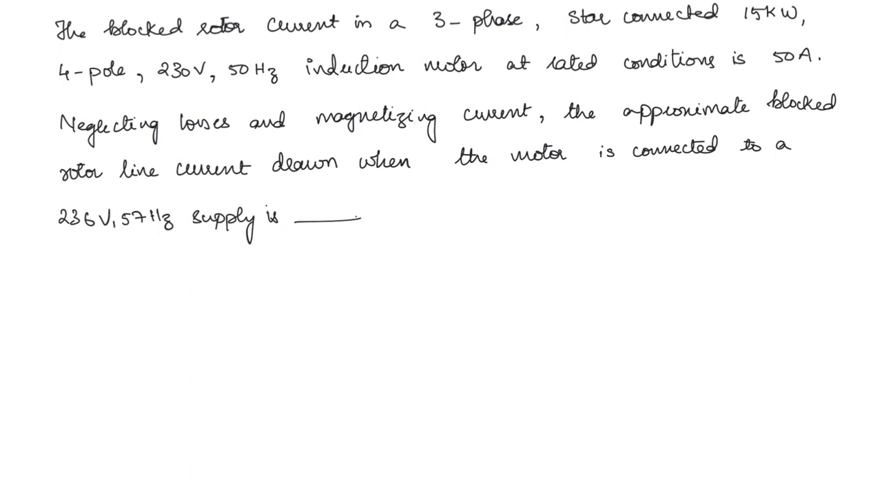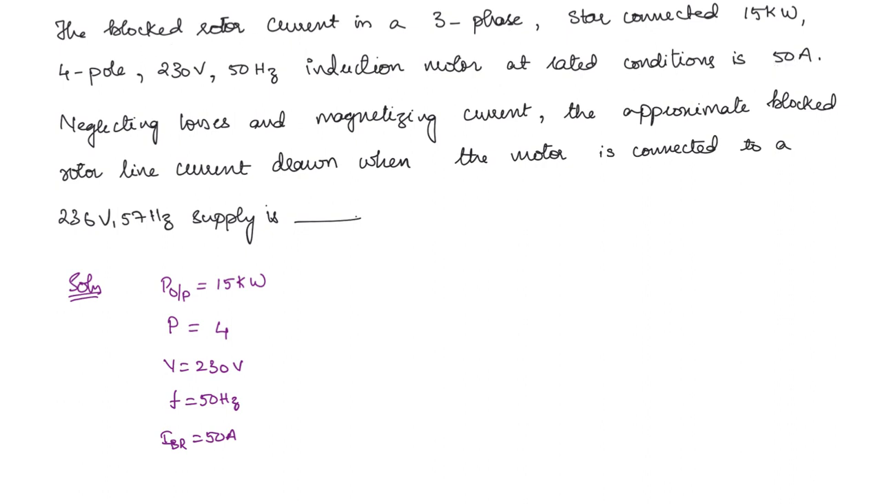Okay. So once again, we will first write down all of the information that is given. So we have the power rating. Output power is 15 kilowatts. Number of poles is given as 4. The voltage is given as 230 volts. Frequency is 50 Hz. And the blocked rotor current at rated conditions is 50 amperes.